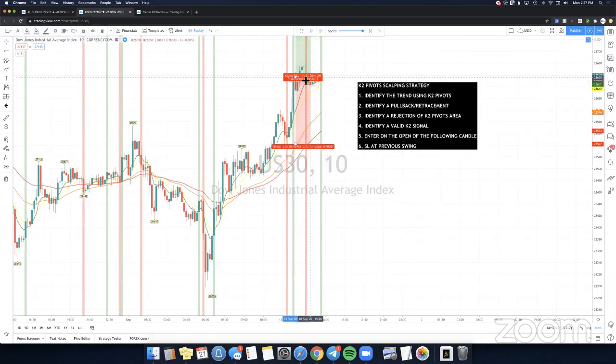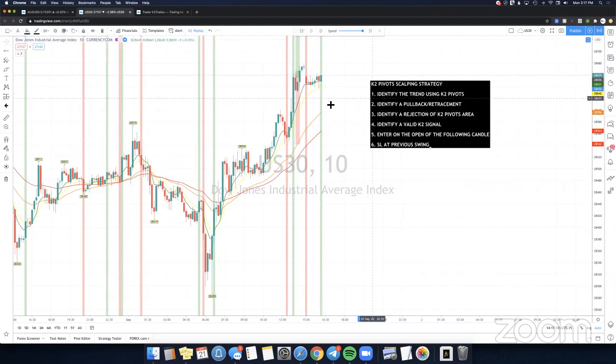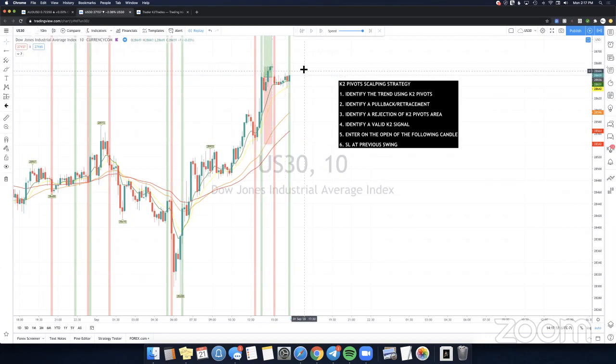There's another one, let's make it smaller. Price came up right here, and then you can see the pullback. Price pulled back right here, and then it rejected off this point, off the K2 pivots. And then we got another buy signal right here. And that's a yellow, right? The K2 pivots is a yellow one. Yeah, it would be this one, but it wouldn't need to reject exactly off the pivot. It could literally reject off any point. Like right here, you can see price comes up, comes down, and rejects off this point.